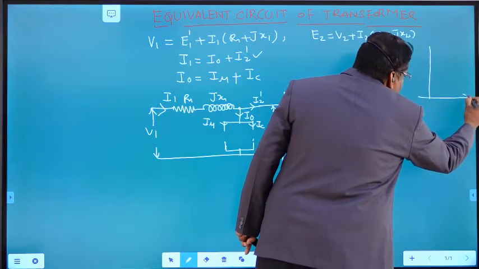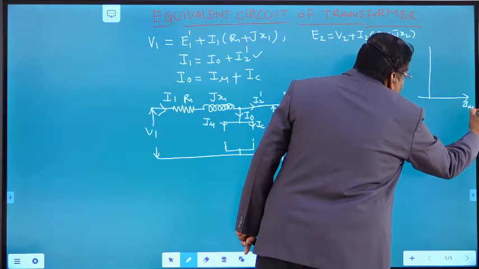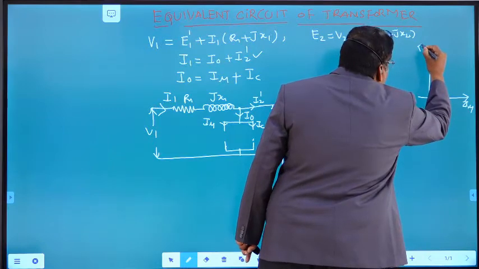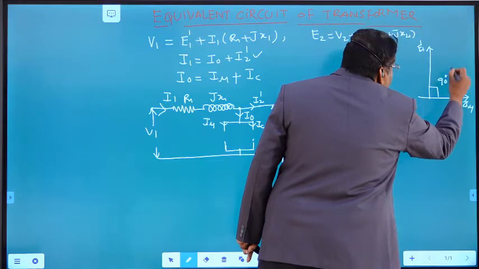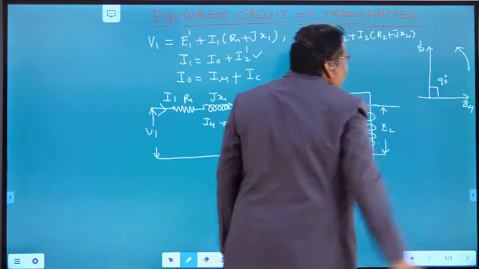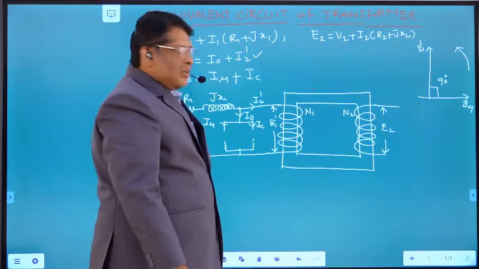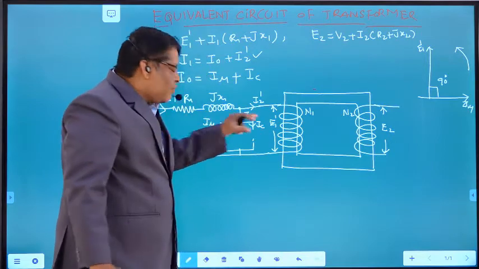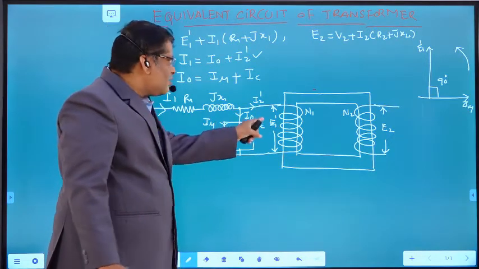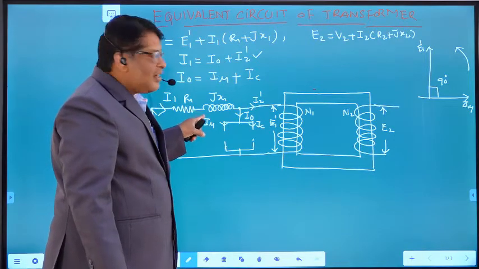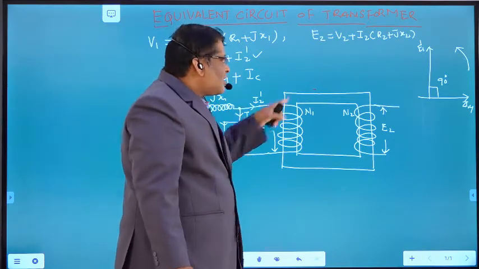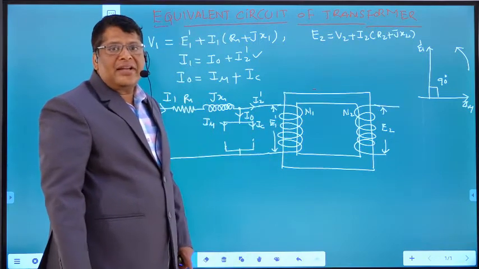I mu means here. This is E1 dash. The angle between these two is 90 degrees. All the phasors are rotating in an anti-clockwise direction. The voltage across this branch is E1 dash. I mu, nothing but the magnetizing current, lags this E1 dash by 90 degrees.